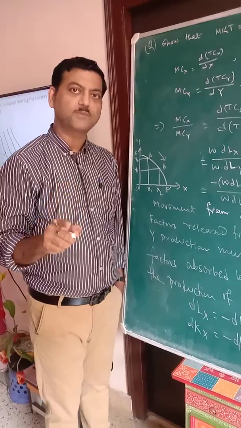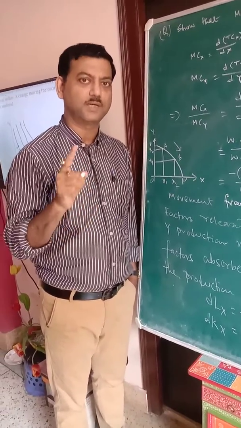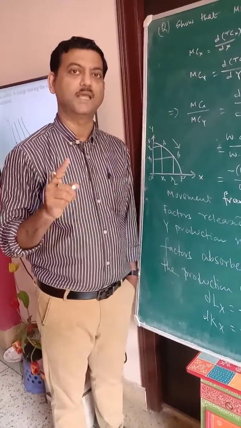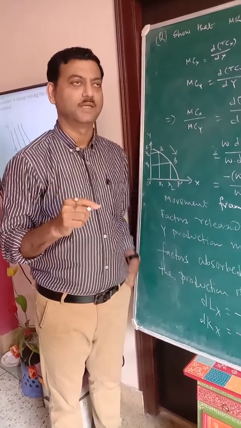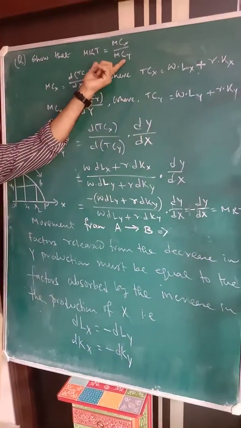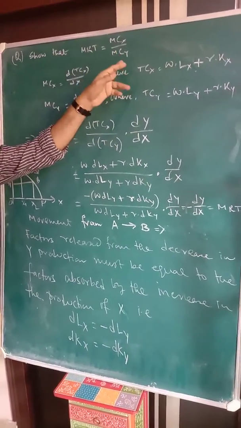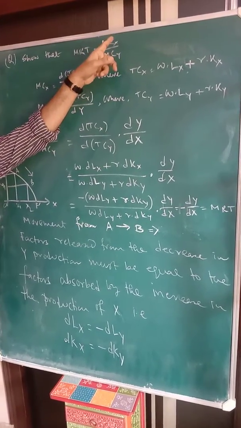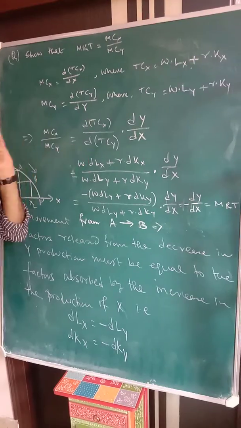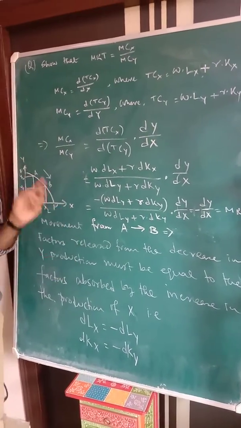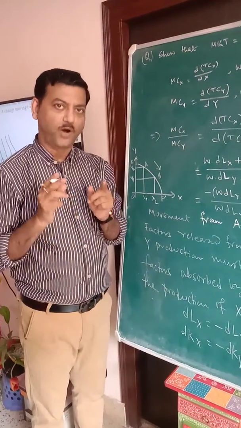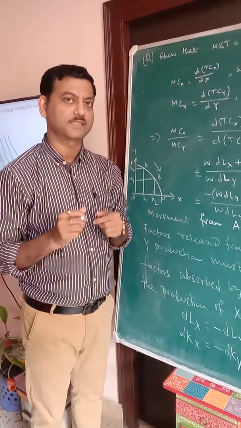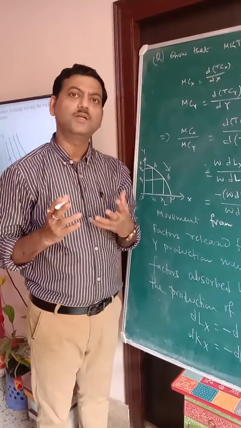And during the general optimality condition, I used one formula, that is MRT equal to MCX by MCY. That is this formula. And some of you have asked me how we can derive this relationship. So today, first I will discuss this issue, that is, how can we derive the formula for MRT equal to MCX divided by MCY. Now what is meant by MRT?